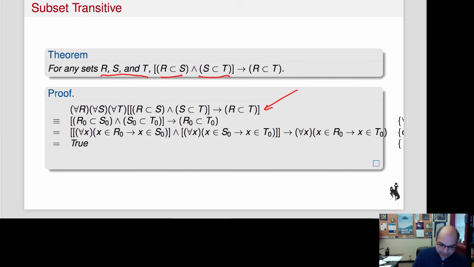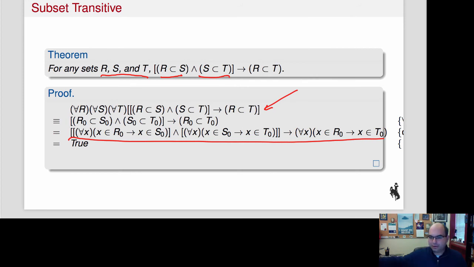Remove the quantifiers. R naught is a subset of S naught, and S naught is a subset of T naught implies R naught is a subset of T naught. We've done that a million times. And then we're stuck, so we'll open up the definitions. For all X, if X belongs to R naught, then X belongs to S naught, and so on. Now at this point, I just went ahead and jumped to true. So what I've done is I skipped a few steps. But let's talk about those steps that I skipped.